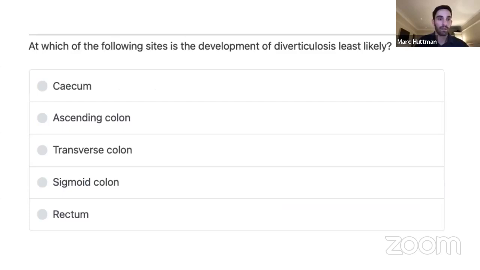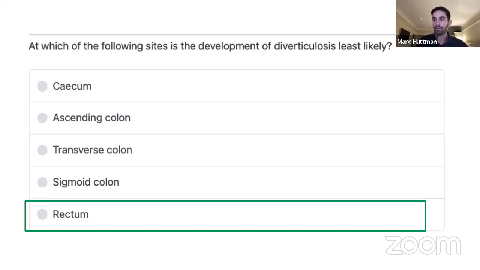Question two, which of the following sites is the development of diverticulosis least likely? And I've talked about this already, fairly specifically, so I won't give you too long to answer this one. The answer is rectum, and that's because the muscle, once it gets to the rectum, forms a continuous, tube-like sheet around it. Whereas previously you have those tenia, which are strips, and you have the cross-hatching of the muscularis propria.